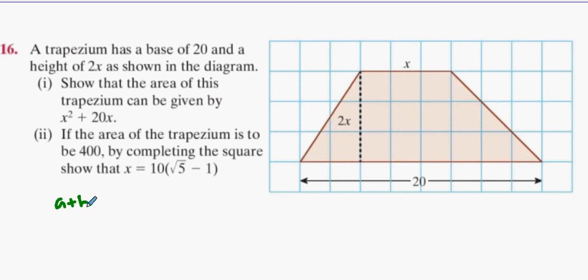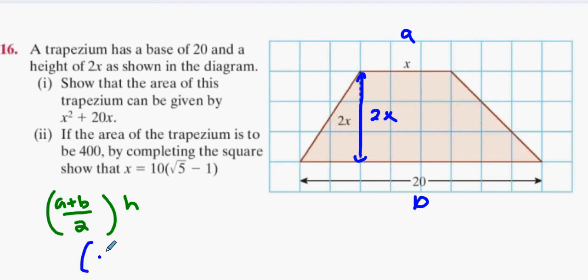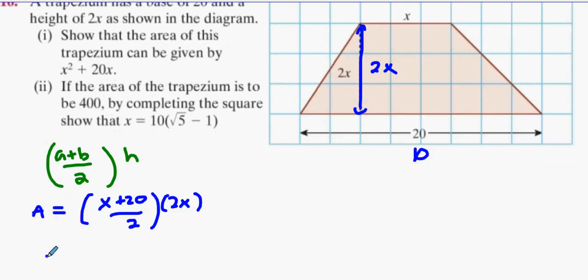It's (A plus B) over 2 multiplied by H, where A is one of the lengths, B is the length of the base, and height is the perpendicular height in between them, which is 2x. So it's going to be (x plus 20) divided by 2 multiplied by 2x, which I'm quite happy with. Alright, multiply that out, and lo and behold, it's what they said it was: x squared plus 20x. Who got that?